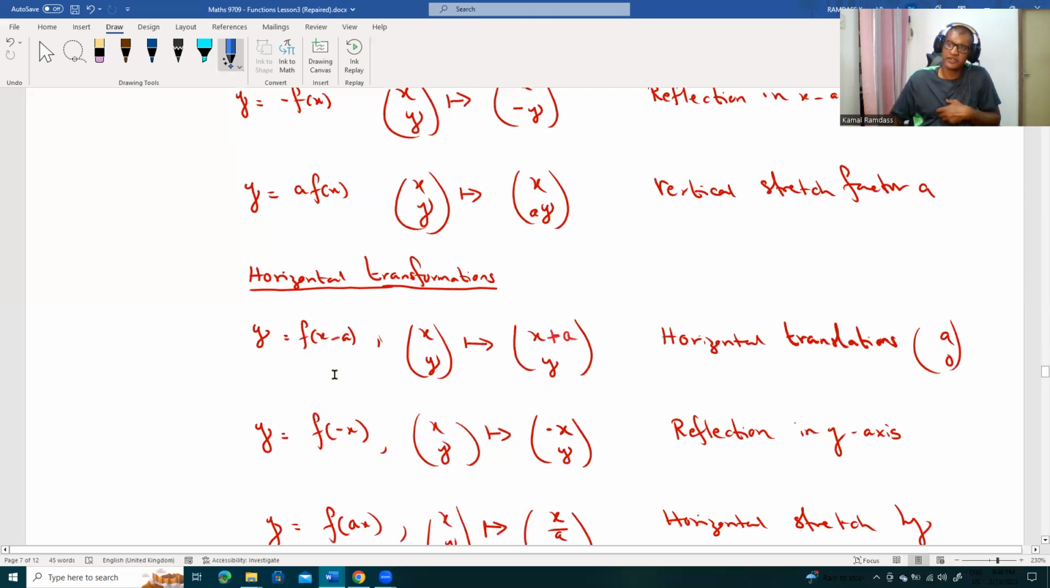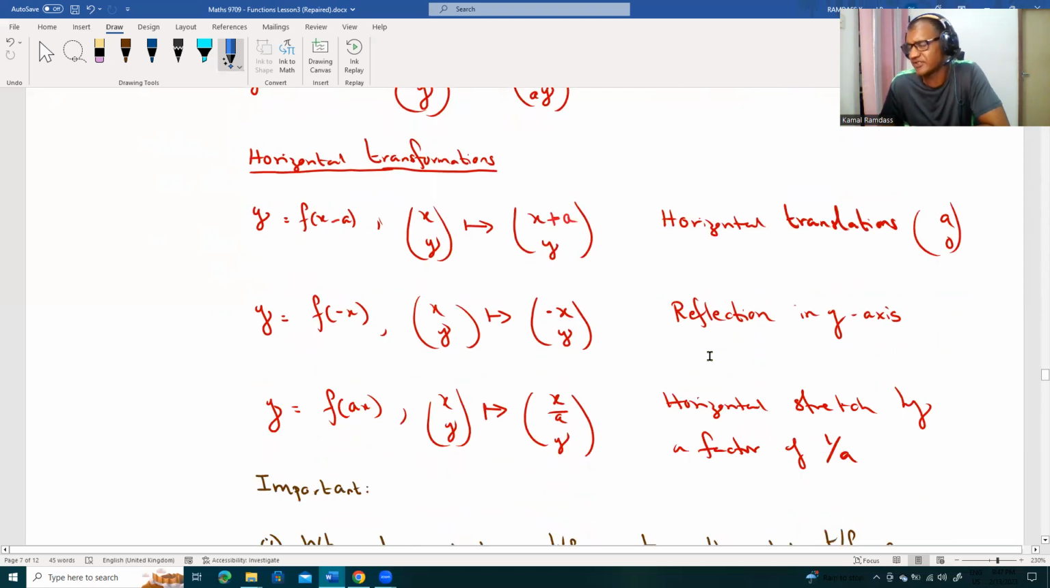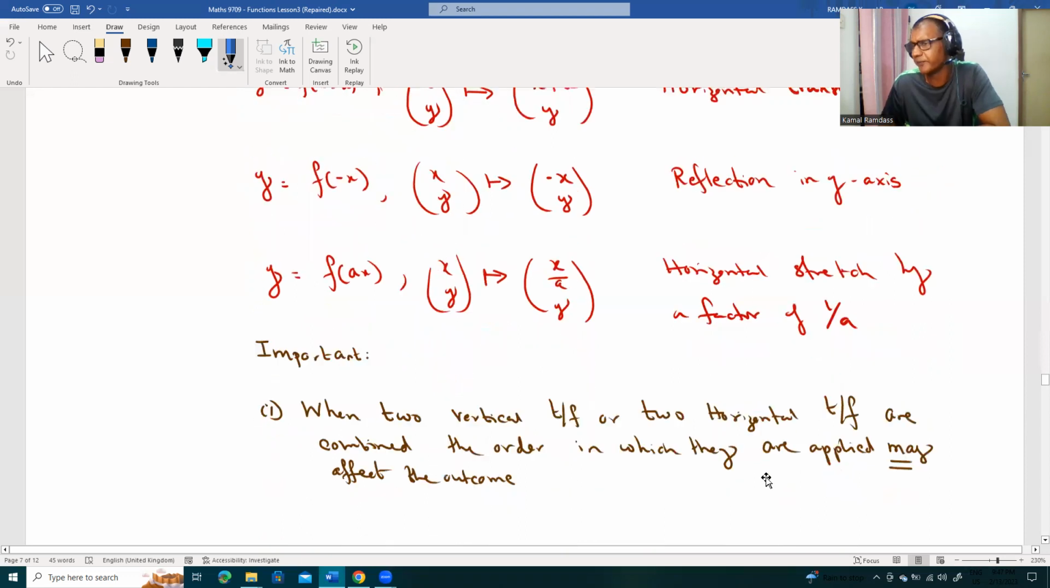The horizontal transformations that we take are y = f(x - a), which is a translation by the vector (a, 0). The sign is reversed: (x, y) is mapped onto (x + a, y). y = f(-x) is a reflection in the y-axis. y = f(ax) is a stretch parallel to the x-axis, a horizontal stretch by scale factor 1 over a.